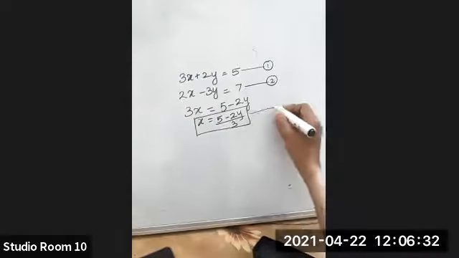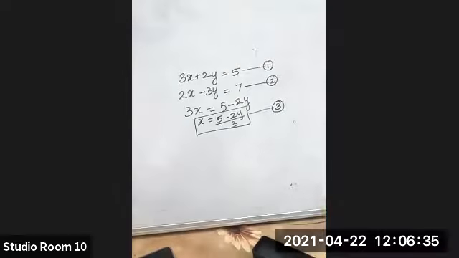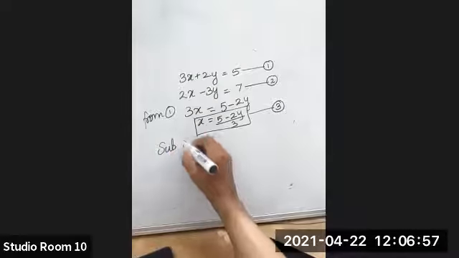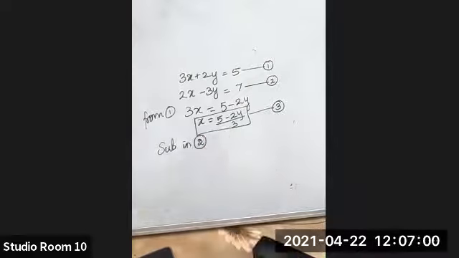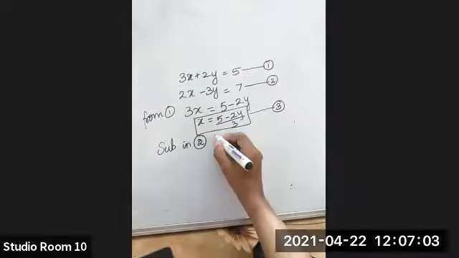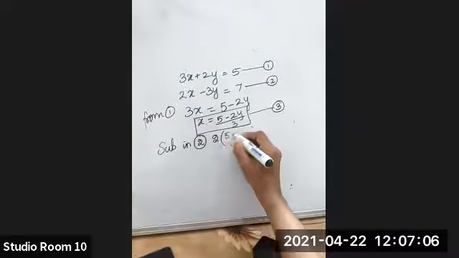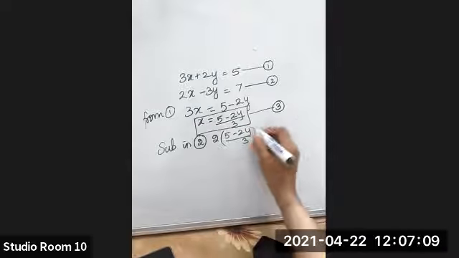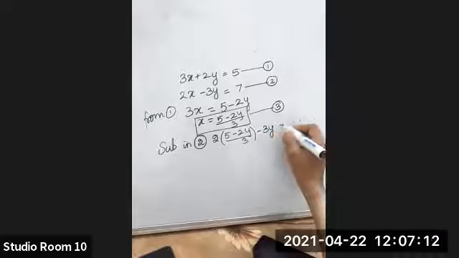Now name this as the third equation. After finding x, in which equation do you have to substitute, children? In the second equation. Substitute it for x. When you substitute it for x, what will you get? 2 into (5 minus 2y) by 3 minus 3y is equal to 7.